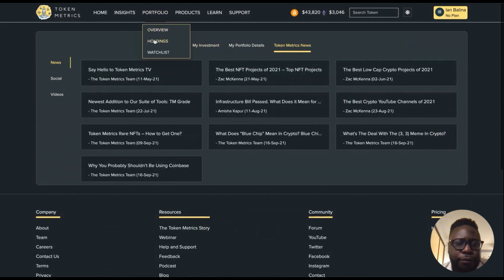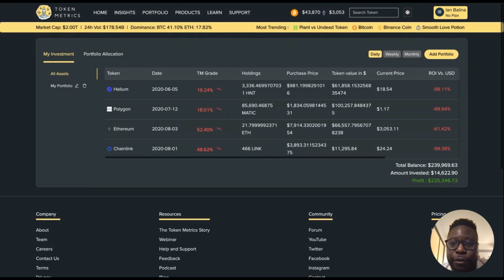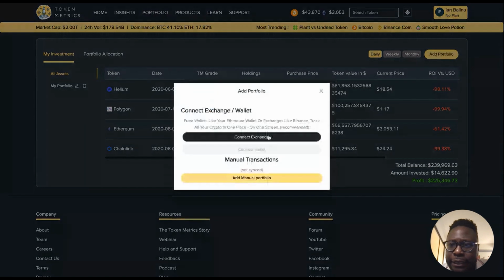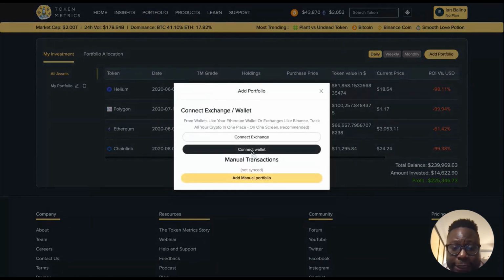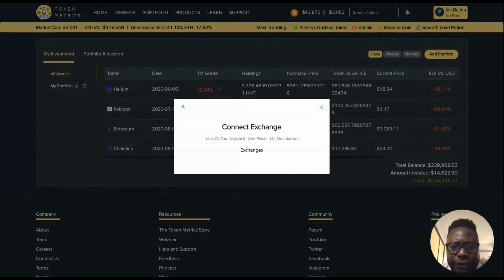And now you can also add tokens to your portfolio directly from an exchange. You won't have to manually add tokens anymore. We know that was annoying. Now we have integration. Come here, put in add portfolio, connect to an exchange, connect via a wallet, or just manually add. As we launch this, we'll initially only have about 5 exchanges available.